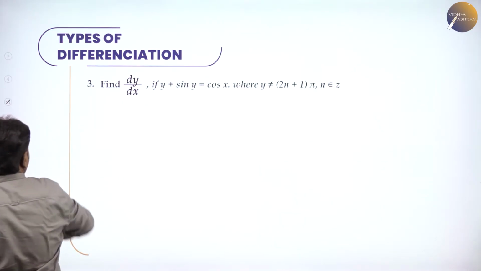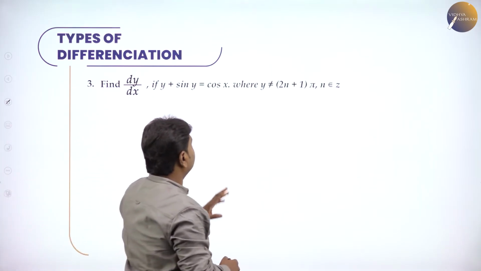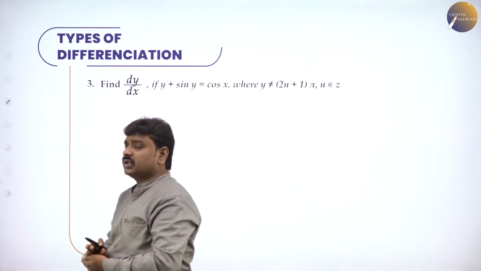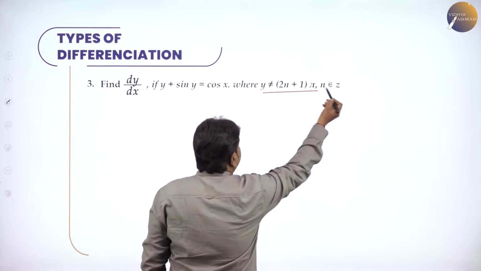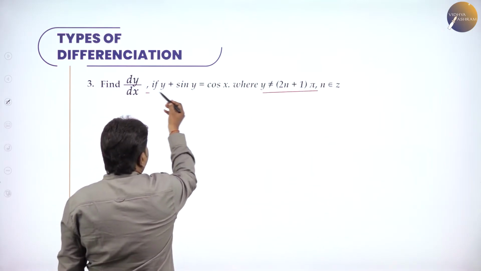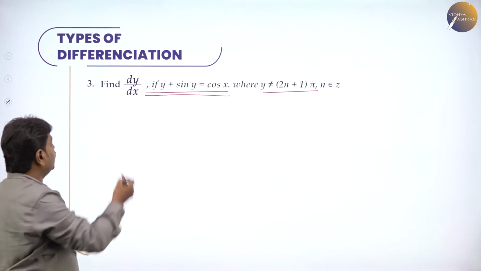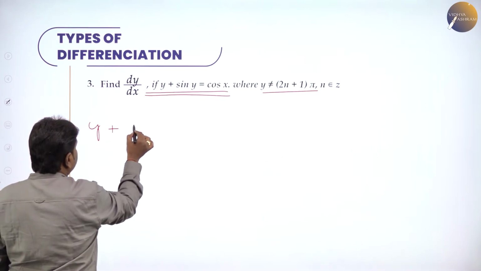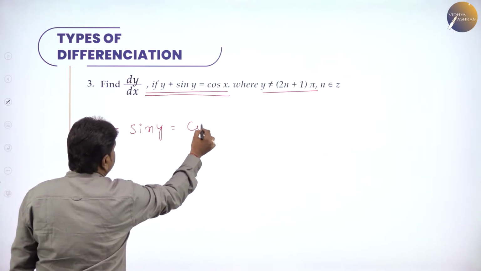Next, find dy by dx if y plus sin y is equal to cos x, and they told y is not an odd multiple of pi. This is a condition they give. Now they have given this equation. What is the equation given? Take the given equation and find dy by dx. So y plus sin y is equal to cos x. This is the given problem.